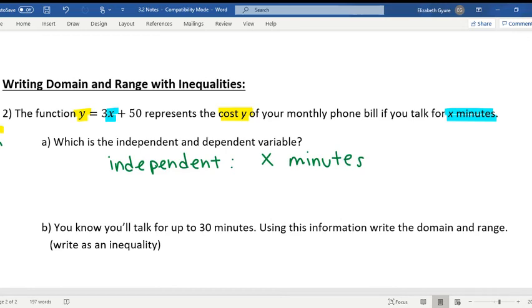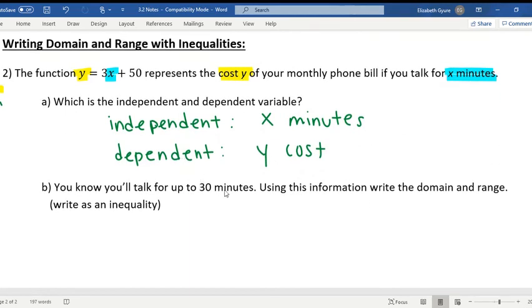And then for your dependent, dependent would then be what? Which one changes depending on the number of minutes you talk? The cost, yeah. So y, which is cost, right? What's going to happen the more you talk? Cost is going to go up, right? Exactly. Okay, so then this part B says, you know, you'll talk for up to 30 minutes.